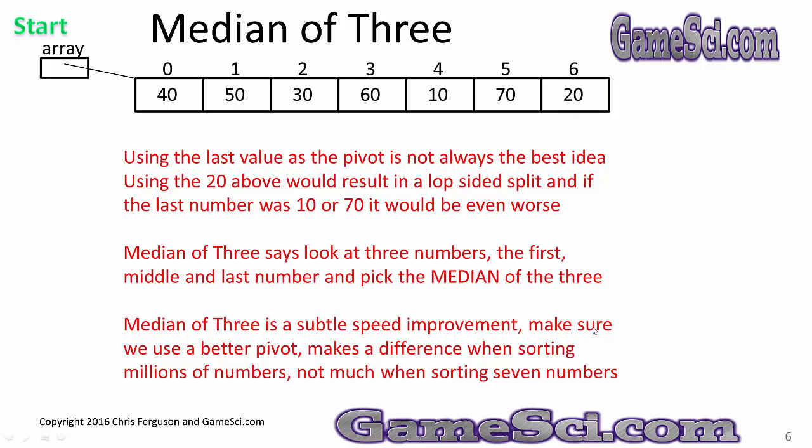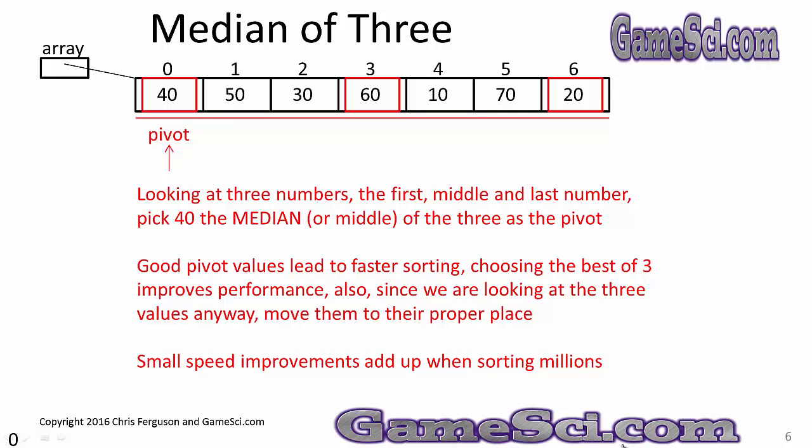Median of 3 says look at 3 numbers: the first number, the middle number, and the last number, and pick the median of 3. Median of 3 is a subtle speed improvement to make sure we use a better pivot. Makes a difference when sorting millions of numbers, not so much when sorting 7 numbers. This is how median of 3 works.